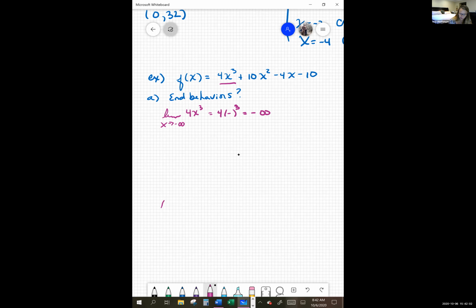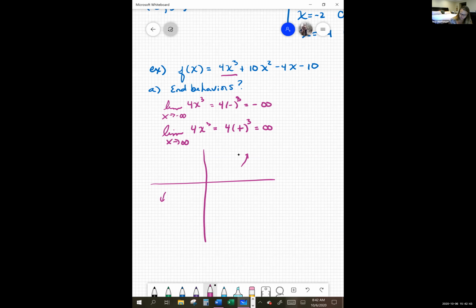So it's shooting downwards. It's an odd degree, so it should be going the opposite direction, but let's just show. As x is going to positive infinity, we're taking 4 times some number that's getting huge, positive, and cubing it. Positive cubed is positive, times this positive number in front, it's also positive, so this goes to positive infinity. So somehow our end behaviors look like this.